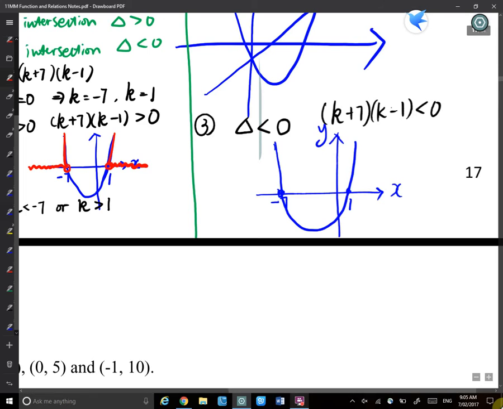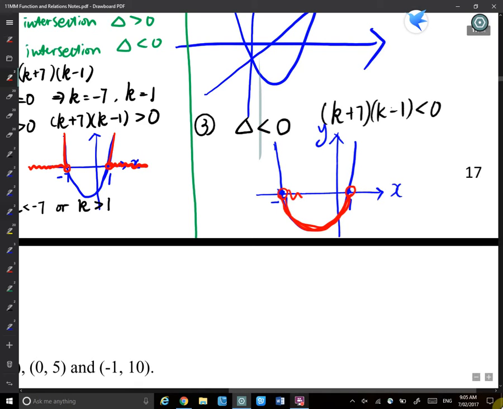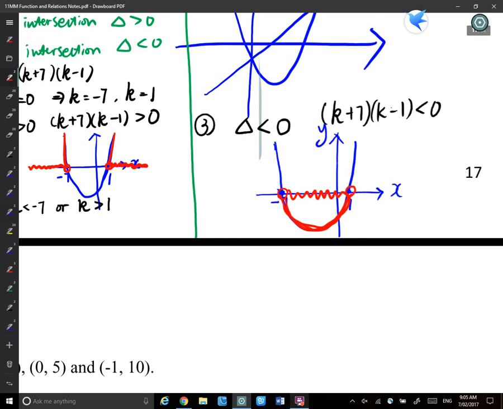What is smaller than 0? It's not including those 2 points, but below the x-axis. Below the x-axis is the value smaller than 0. What x will correspond to those values? That will be the x in the middle of those 2 points. You can see that quite easily. Smaller than 0 is below the x-axis.